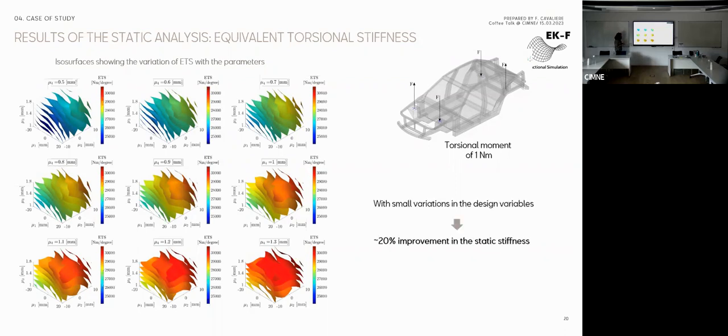And the interesting part here is that with a small variation in the design variables, we were able to verify that we can have a 20% change in the stiffness. So it is actually a big quantity. I mean, with only one computation, we are able to get this information. And also in this case, we compared the computational time of this method with the equivalent of running the full order simulation for all these combinations, right? So the computational time saved is 80%. So this is also a very good result. And the same for the, let's see if it changes.